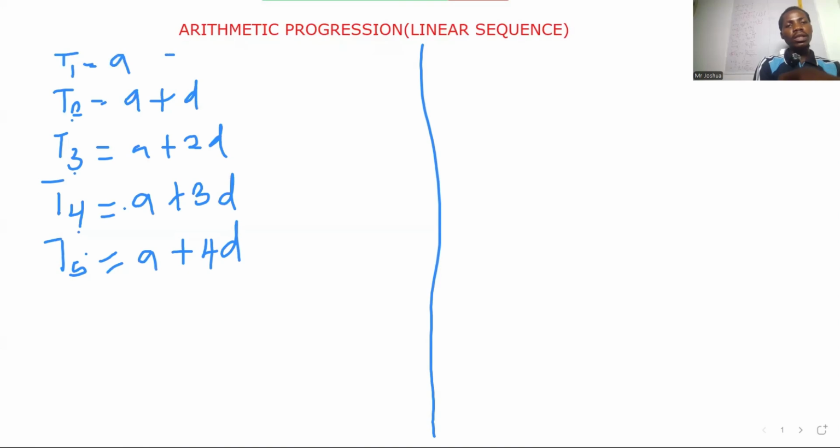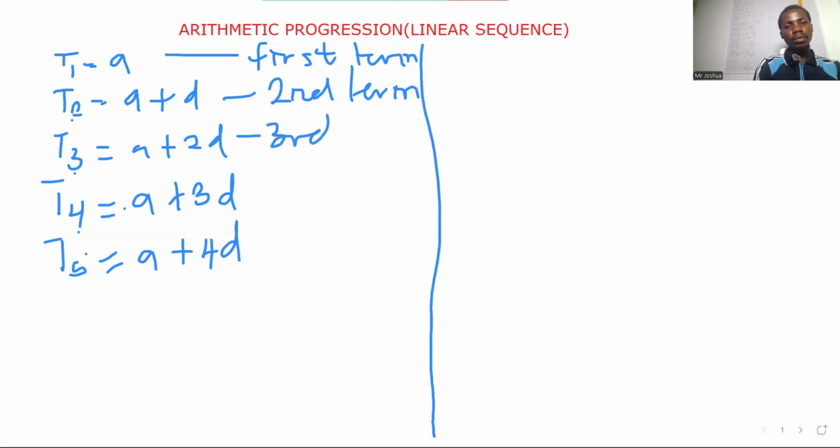So this is actually the first term of an AP. The first term, and we have the second term. Let me just use the short form for this. The second term, we have the third term, and we have the fourth term. Can you see that? Very simple. We have the fifth term.